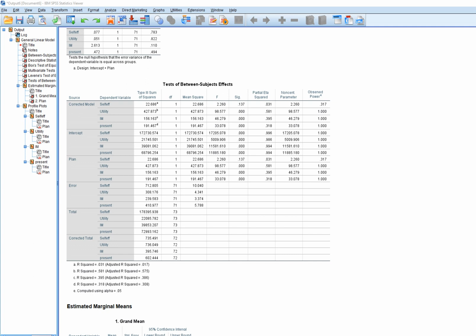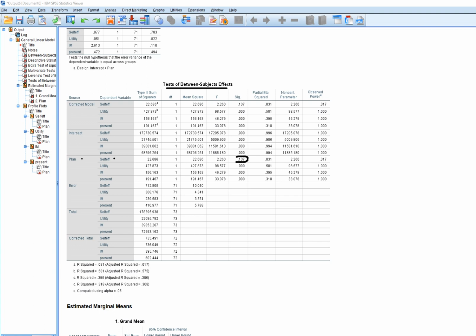But at any rate, this is a conventional strategy, and by default SPSS prints out the univariate ANOVAs. So we'll interpret that, and then we'll look at a couple of other options for following up the significant MANOVA result. So we have the relationship between plan and self-efficacy right here.